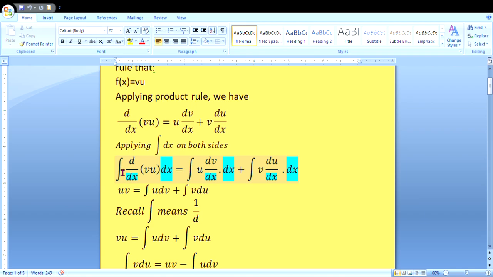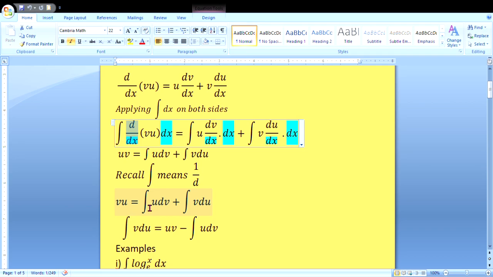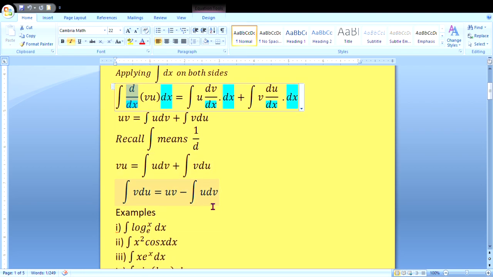Here we have the integral on the left hand side, which becomes uv. All you need to know is that the integral sign simply means 1 over d, and that means 1 over d times the d at the numerator. The left hand side becomes uv, which is equal to the integral of u dv plus the integral of v du. Then making the integral of v du the subject of the relation, we get uv minus the integral of u dv.